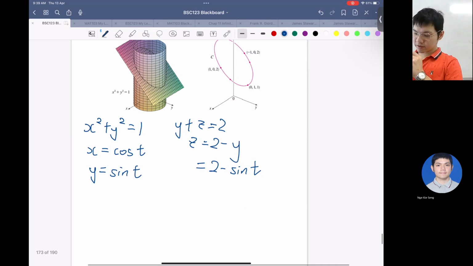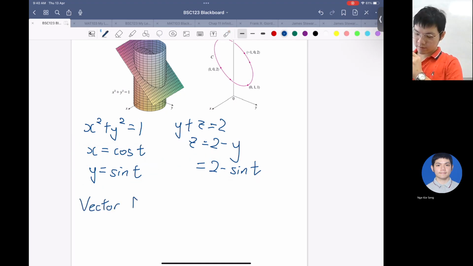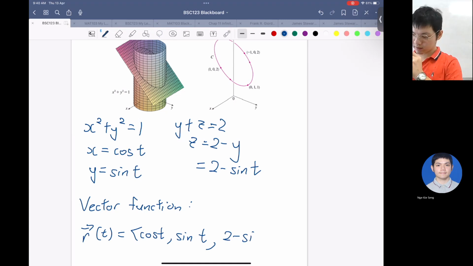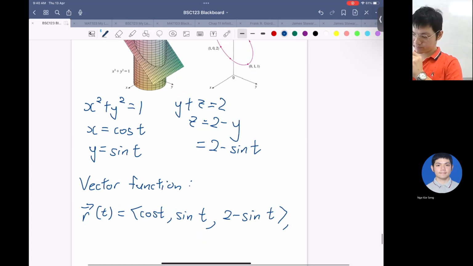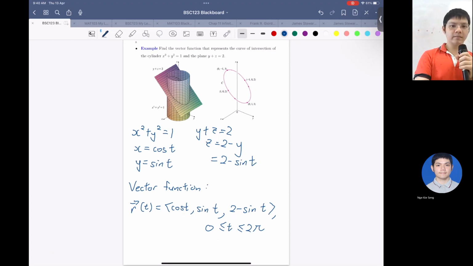Okay. So now we get functions for x, for y, for z. So we can put all of them together. So the vector function is cos t, sin t, and 2 minus sin t. Yeah. So the t is running from 0 to 2 pi. So far, okay. Question? For more questions, you also do it like this.